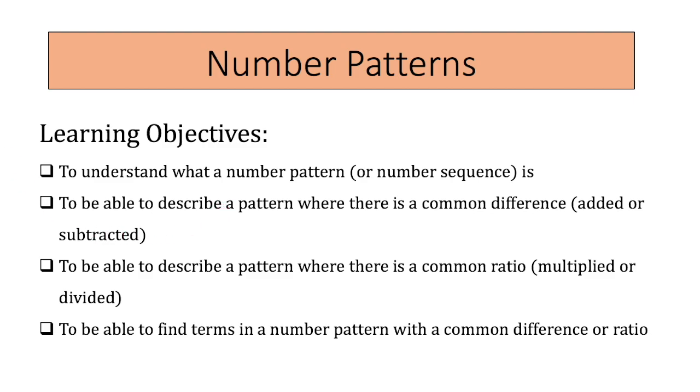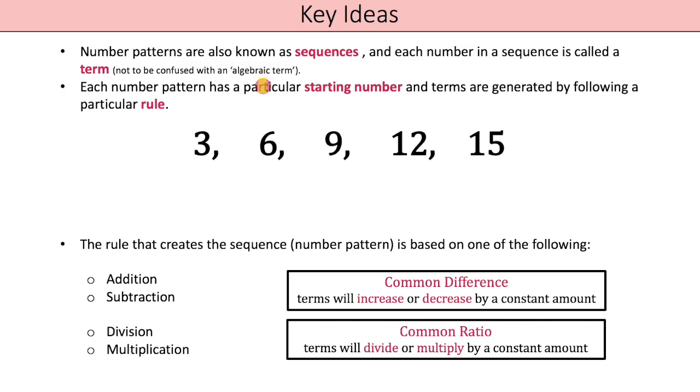So let's begin by talking about some key ideas. Number patterns are also known as sequences, and each number in a sequence is called a term. Now, we shouldn't get confused with our algebraic terms. Each number pattern has a particular starting number, and terms are generated by following a particular rule. So there's a lot of information there, and it's always easier to understand things when we have an example.